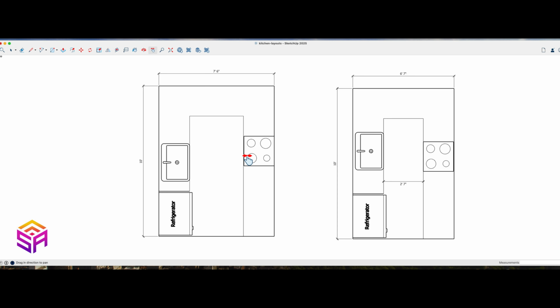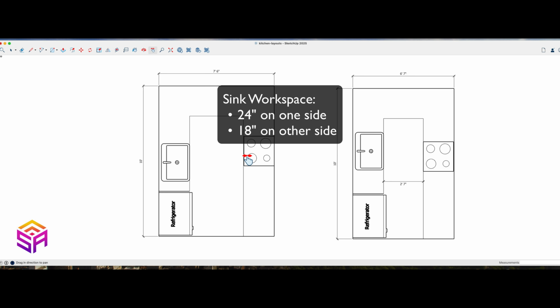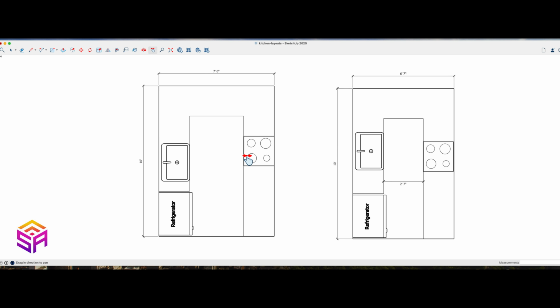Now, I want to go back to our small U-shaped kitchen to talk about another thing to consider, and that is the workspace around a sink. Guidance is you have about 24 inches on one side of the sink and about 18 on the other. Now, again, in most modern kitchens, there's ample space to satisfy this. But if you're working on updating an older kitchen or you have a smaller kitchen space, this can become a little difficult. We now have this scenario where this sink is only 8 inches off of the refrigerator, and this really is pretty tight.